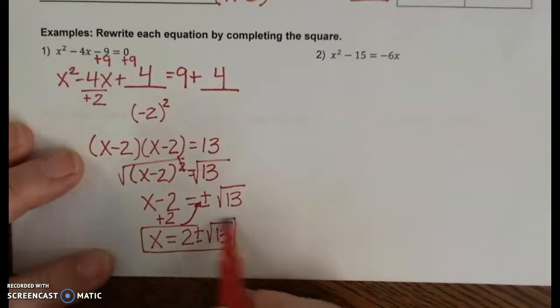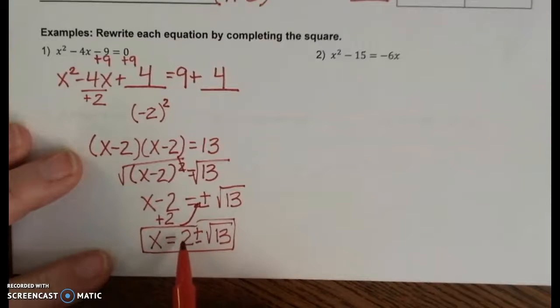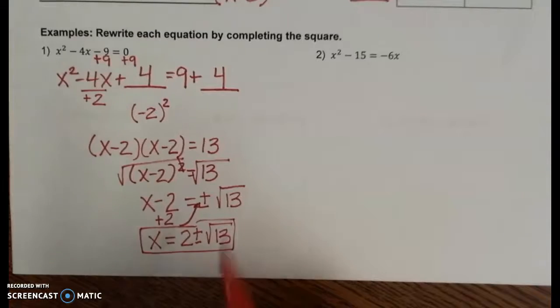Those are my 2 answers. Remember, this is math shorthand for 2 plus the square root of 13, which is a number, and 2 minus the square root of 13, which is a different number. So those are the 2 spots where the graph's going to cross the x-axis.